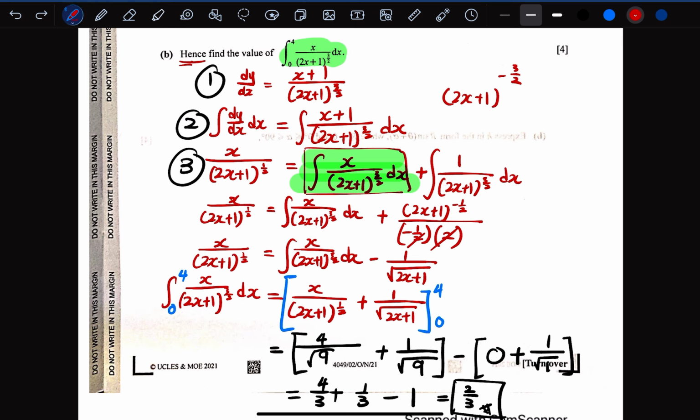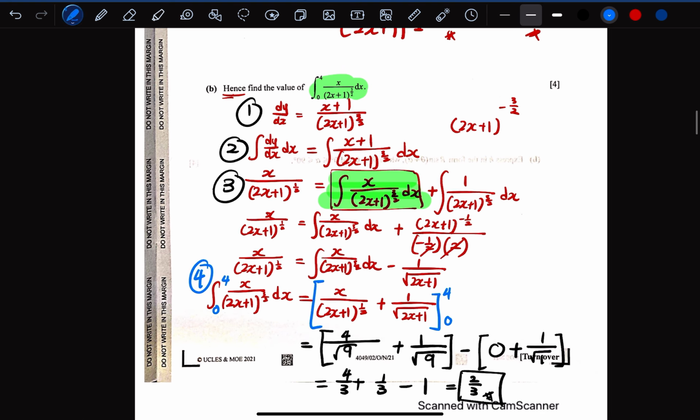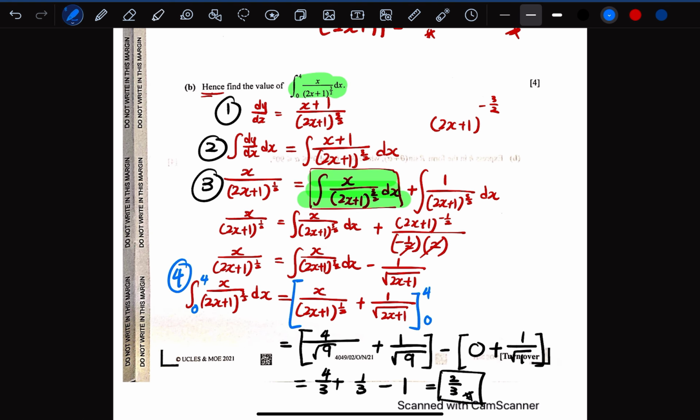Because we only want our integral of x over (2x + 1) to the power of 3 over 2. So you just isolate that term out, right, over here. And afterwards, all your other terms should be on the other side. Once you have this, then you include your integral boundaries, right? This should be the very last step, include your integral boundaries. And then afterwards, you just solve for your integral. Okay, so this is how you do this question.